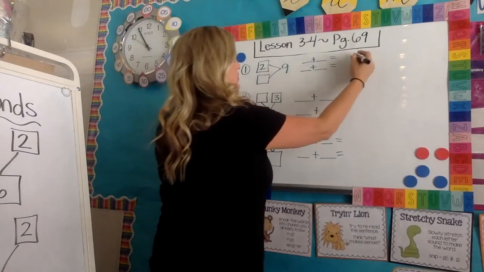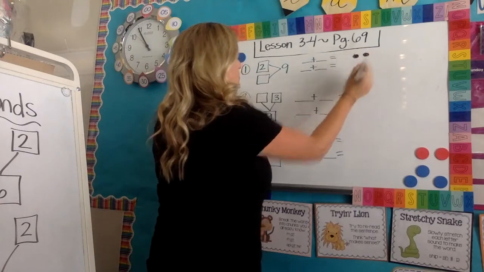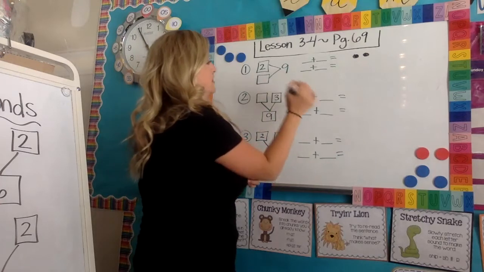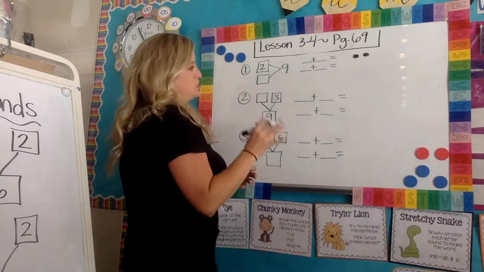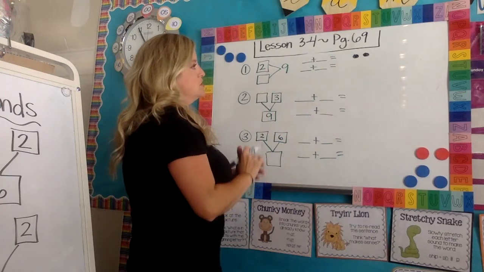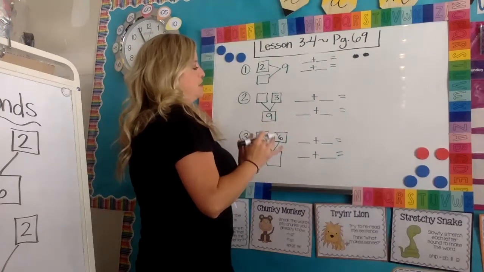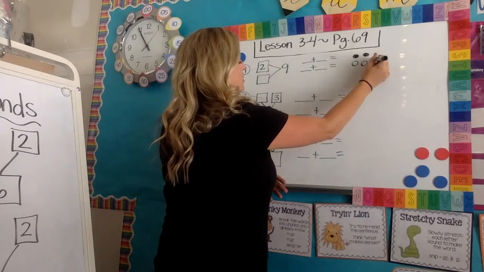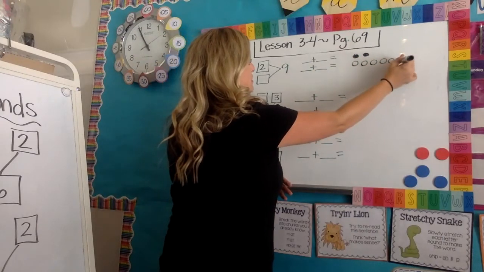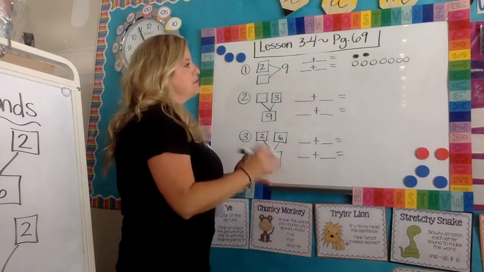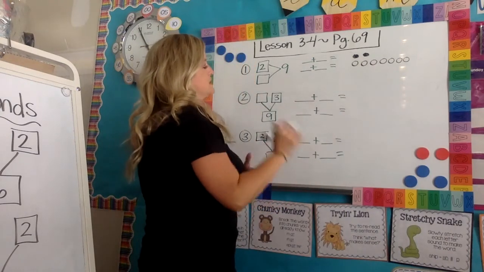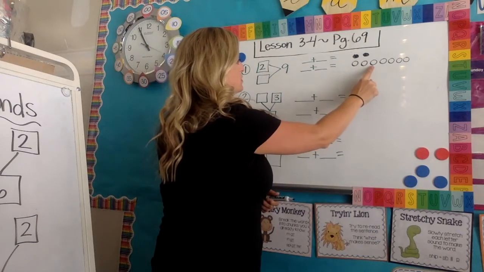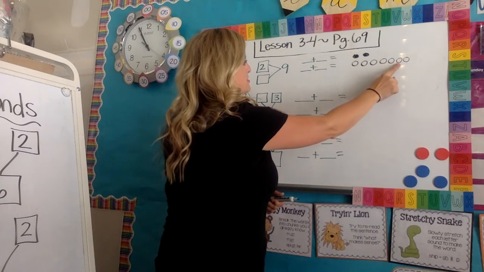So I'm going to start out with 2. And then I'm going to count on until I get to 9. So I don't need to count both of those because I know it's 2. So this is really great practice for just counting on and not counting all of them. So 2, 3, 4, 5, 6, 7, 8, 9. Now I'm going to count up how many circles I have, and that's going to tell me what the number bond is. 1, 2, 3, 4, 5, 6, 7.